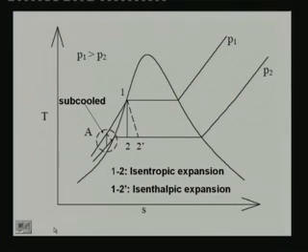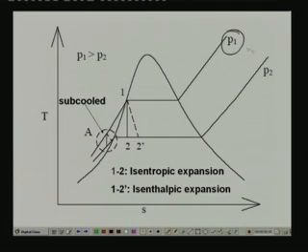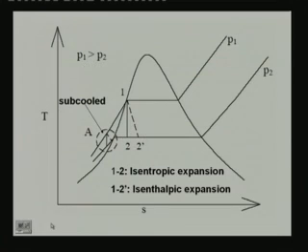You can see that P1 and P2 are the initial and final pressures, and P1 is greater than P2. So for a given pressure drop, this is the temperature drop, delta T. You can see that the temperature drop is significant as long as the initial condition is saturated liquid and the final condition lies in the two phase region.